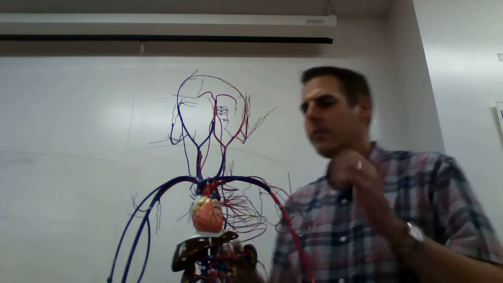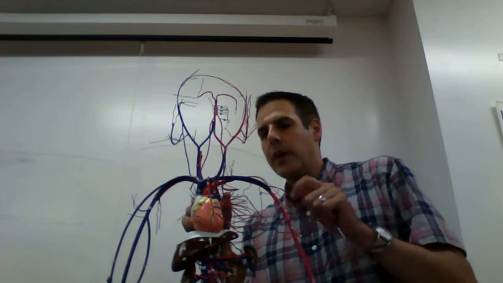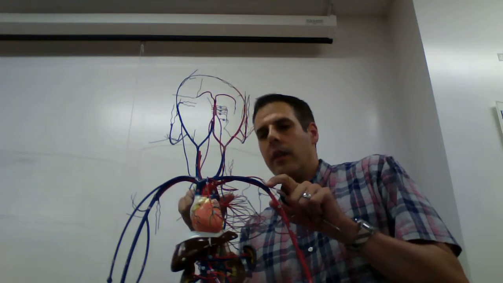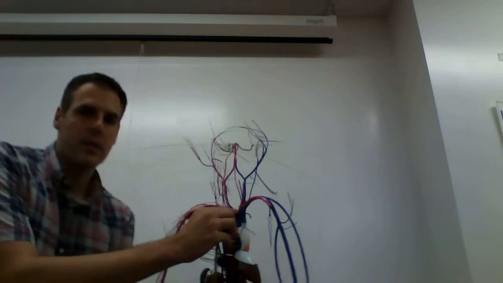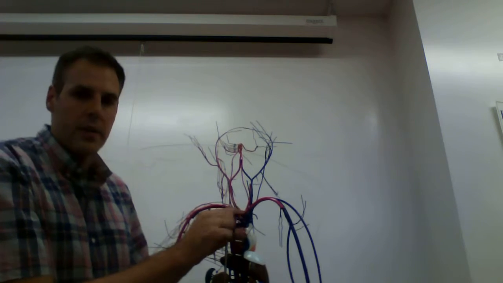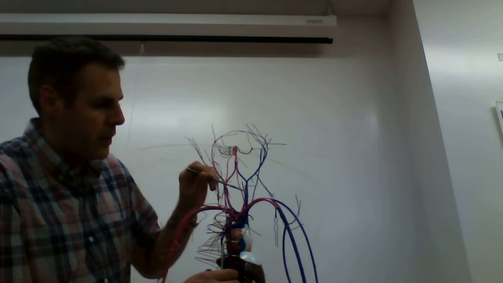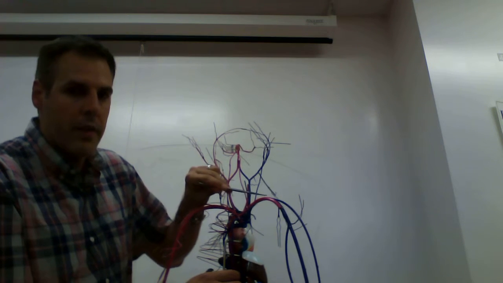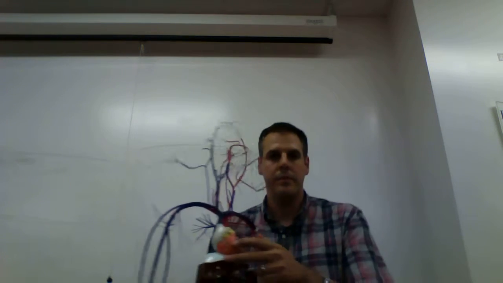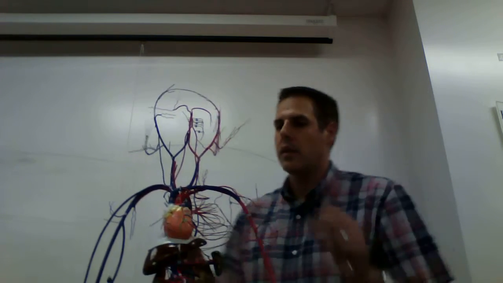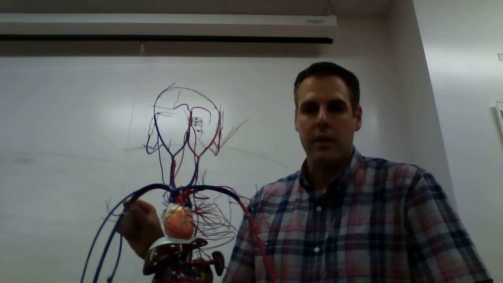All right, so now, coming off of the brachiocephalic artery, turn this around. Brachiocephalic artery here, common carotid, vertebral. This is subclavian, under the clavicle. So you can see here the subclavian artery and subclavian vein here. Then they're going to split.